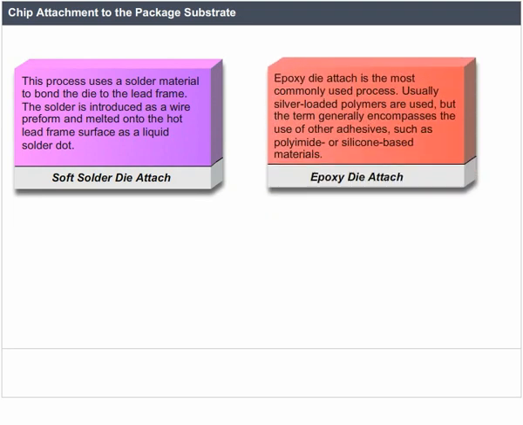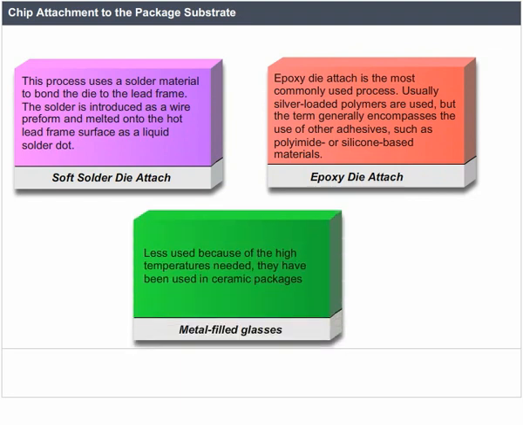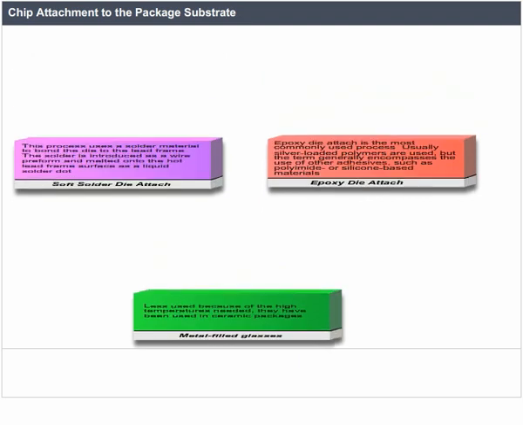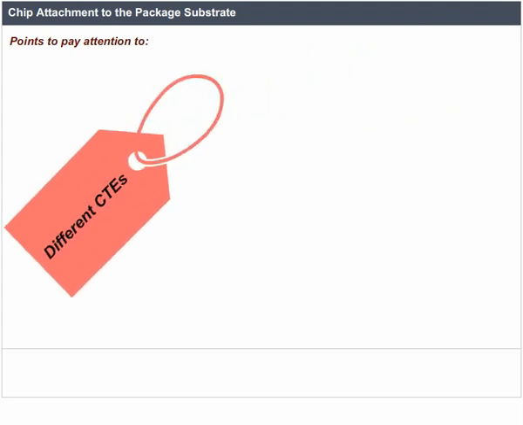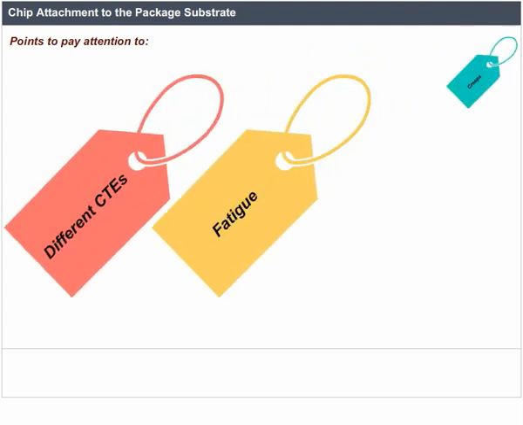Epoxy die attach. Epoxy die attach is the most commonly used process. Usually, silver-loaded polymers are used, but the term generally encompasses the use of other adhesives such as polyimide or silicon-based materials. Metal-filled glasses. Less used because of the high temperatures needed. They have been used in ceramic packages. Points to pay attention to: different CTEs, fatigue, and creep.